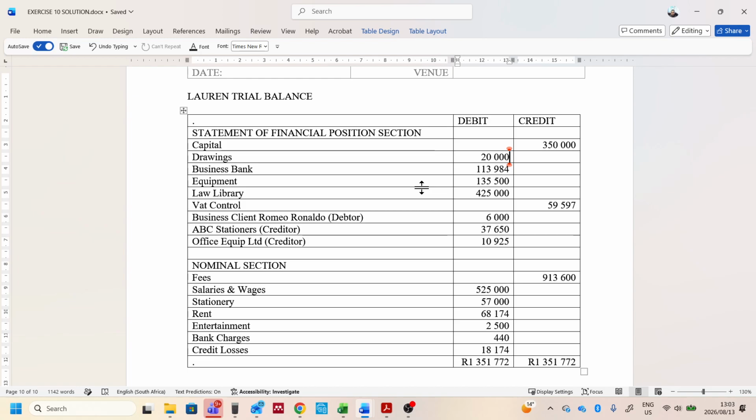Then you're gonna say nominal section. And the nominal section, you start with your fees account. The total will be sitting on the what? Credit side, because that's the side which the balance is. Then all your expenses accounts, they're on the debit side. Their balance is on the debit side. So you have them on the debit side.